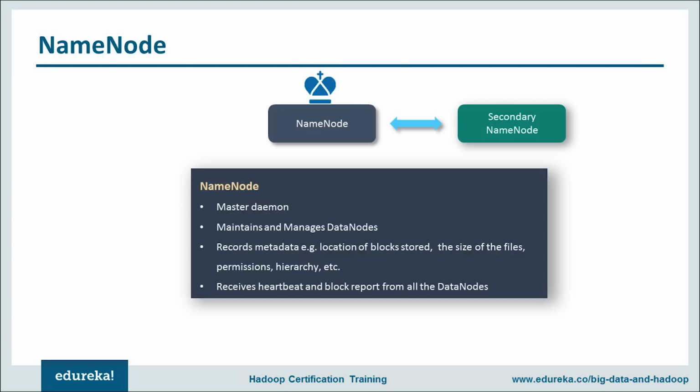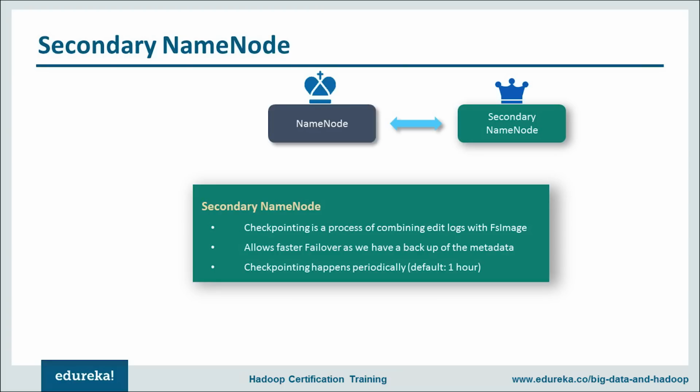Now comes the secondary name node. Secondary name node does a very important task, and that task is known as checkpointing. Checkpointing is the process of combining edit logs with FS image. Now let me tell you what an edit log is and what an FS image is. Let's say that I set up my Hadoop cluster 20 days back, and whatever transactions happened with every new data blocks stored in my HDFS, whatever data blocks are deleted, every transaction is combined in a file known as an FS image. And the FS image resides in your disk.